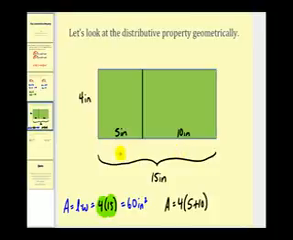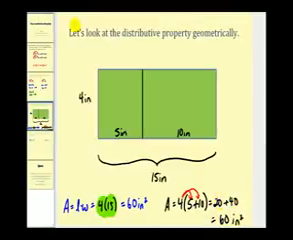Again, if this total length here is 15, and if we broke this length up into two pieces, one piece being 5 and one piece being 10, this result here would be the same. Now if we apply the distributive property, we'd have 4 times 5 and 4 times 10. Well, 4 times 5 is 20, 4 times 10 is 40, and the result would be 60 square inches.